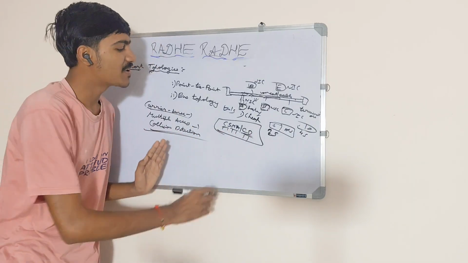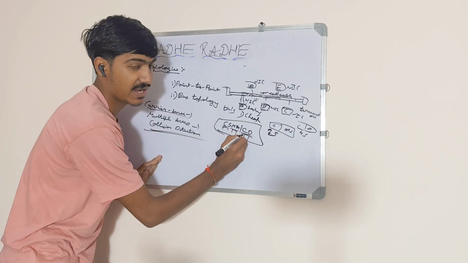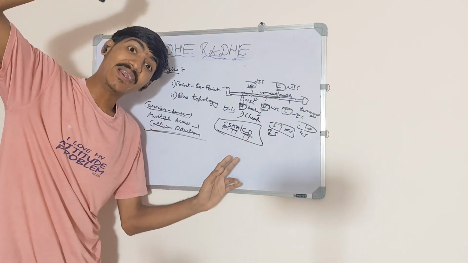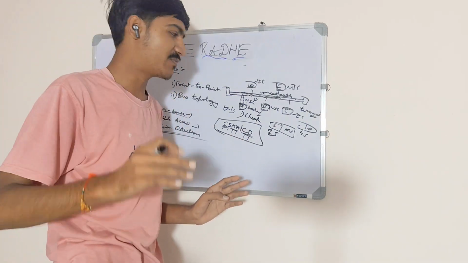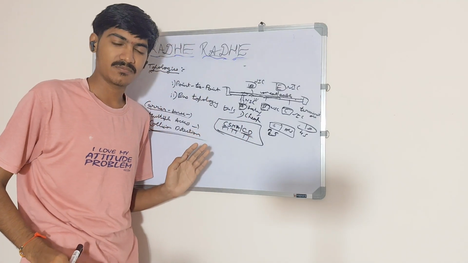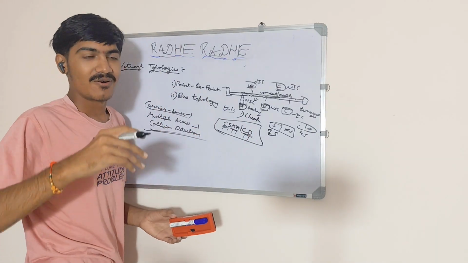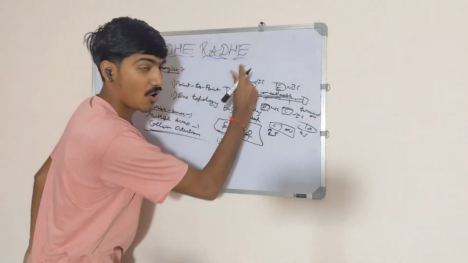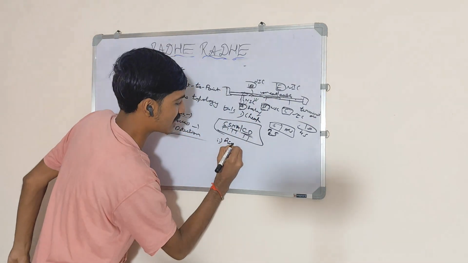That is CSMA-CD. We have one more thing called CSMA-CA, which is collision avoidance. We'll learn that later. For now, this was very necessary because I am explaining bus topology. Now, we have one more topology, its competitor, called ring topology.